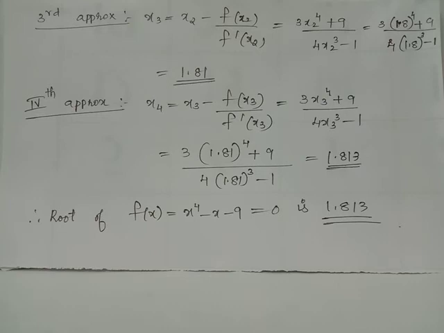The fourth approximation using the Newton-Raphson formula will be x4 equals x3 minus f of x3 divided by f dash of x3. When you give x3 equals 1.81, here in the RHS, you obtain particular values for f of x3 as well as f dash of x3. After simplification, we get x4 equals 1.813. Since we have obtained 3 digits after the decimal point, we have the approximate value of the root of f of x equals 0 as 1.813 using the Newton-Raphson method.